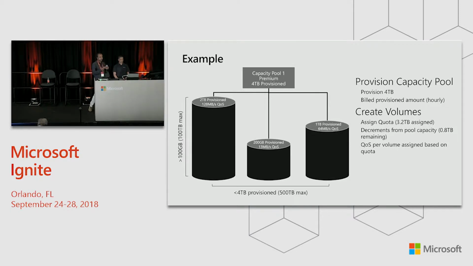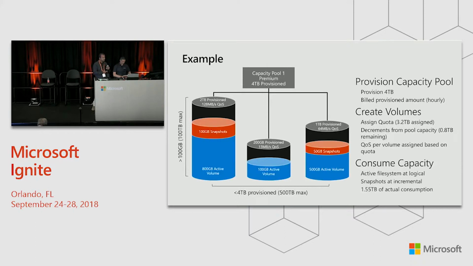Take that 4 terabyte capacity and you can carve it out whichever way you want. We have 3 volumes configured here: 2 terabyte, 200 GB, and 1 terabyte, and you can see the QoS is configured based on the size of the volume. The 2 terabyte volume has 128 megabytes QoS provisioned. And then you have additional capacity that you can use to resize the volume or create more volumes.